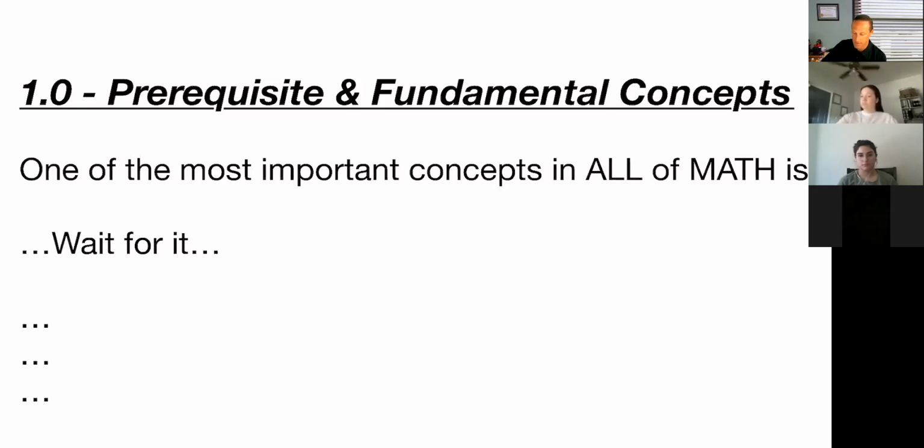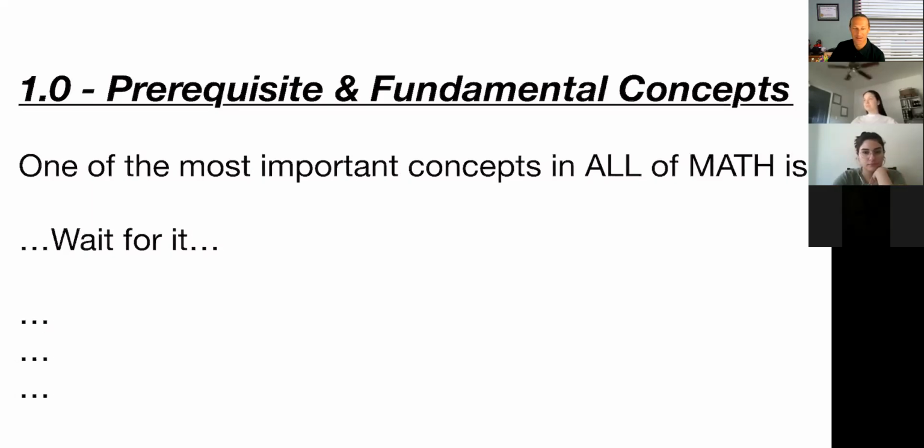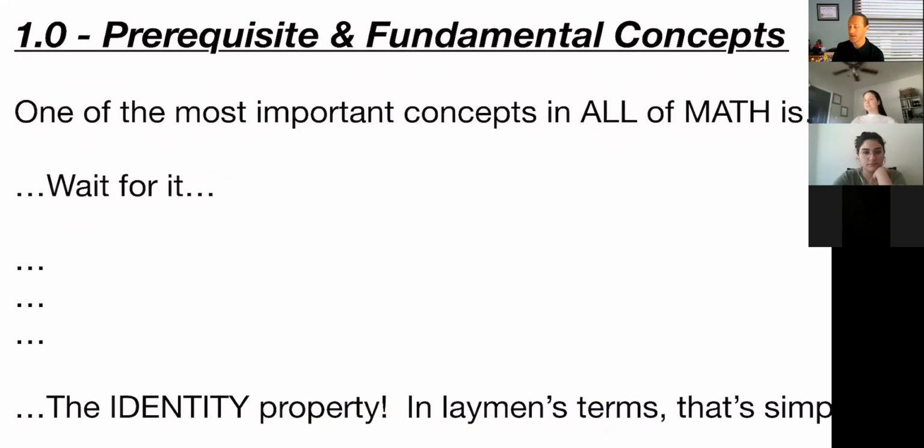the class. All right. So what we're going to start with is one of the most important concepts in all of math. And you may not believe it. Anybody know what it is? I don't expect you to. But it is called, I put wait for it, keeping you guys on the edge of your seats already. It's called the identity property.